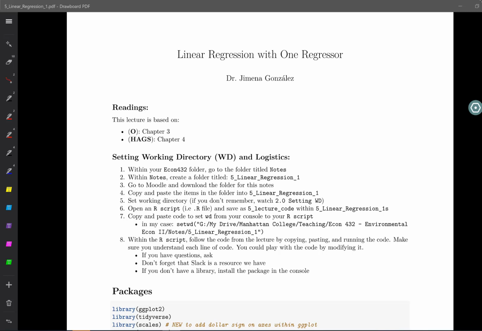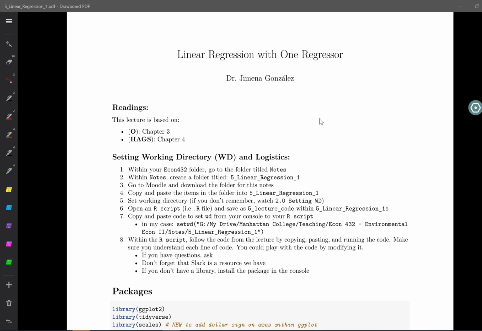This video is about the chapter focused on linear regression with one regressor, and it comes from two chapters, one from this book. Here we have links within the PDF: chapter 3 from Ott and chapter 4 from Hanck. It is assumed that every student has read these chapters, as this video and this note only provide you examples of how to apply the concepts in those chapters to our data sets.